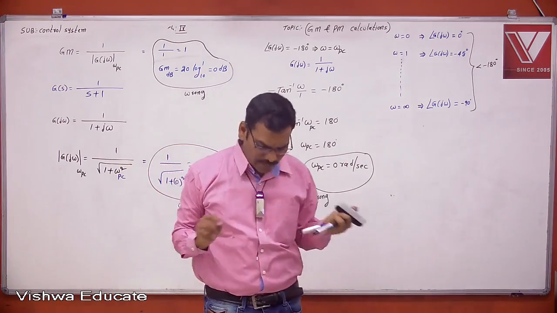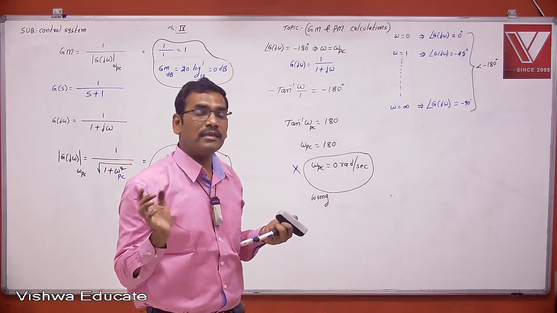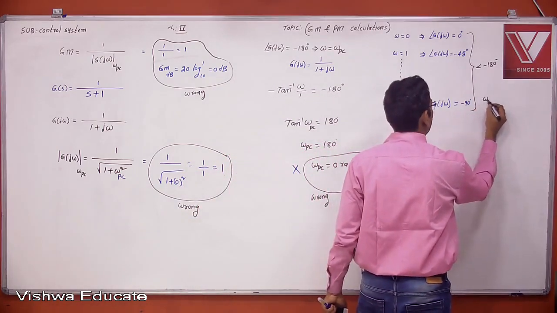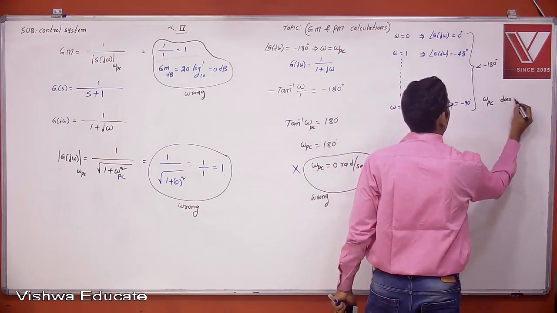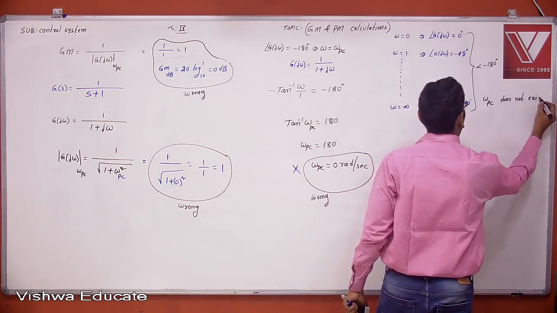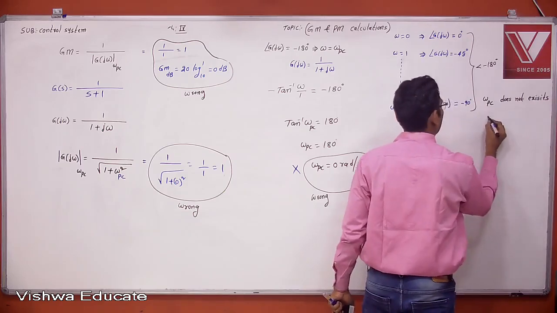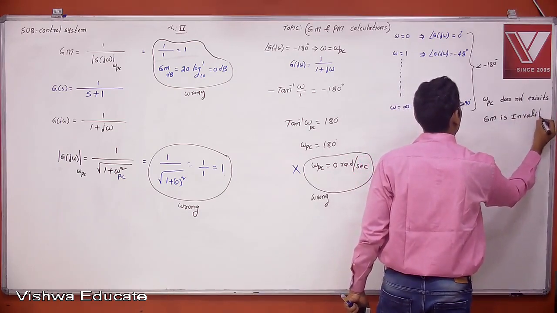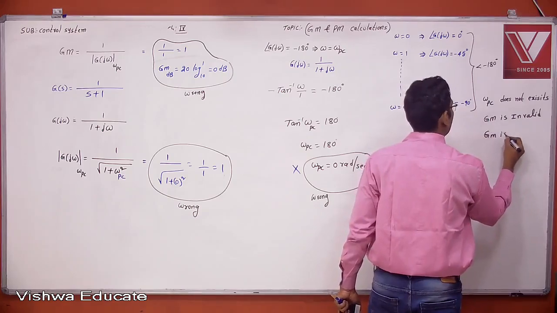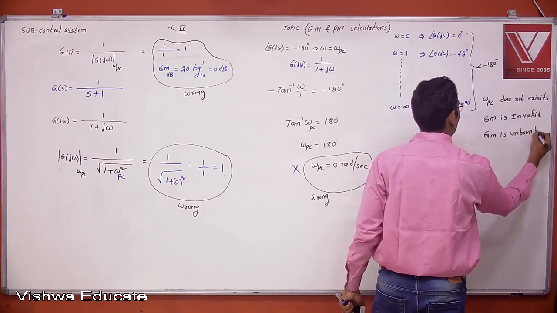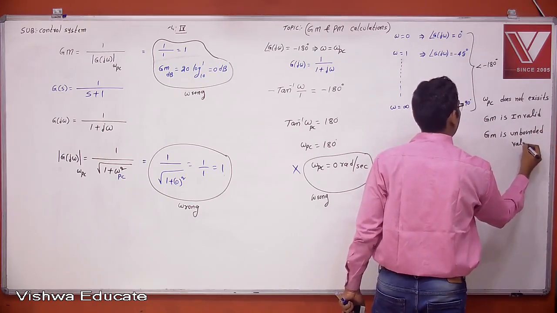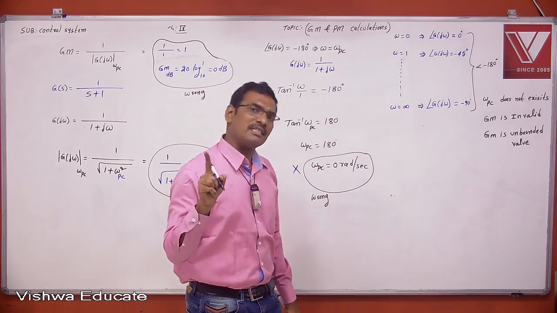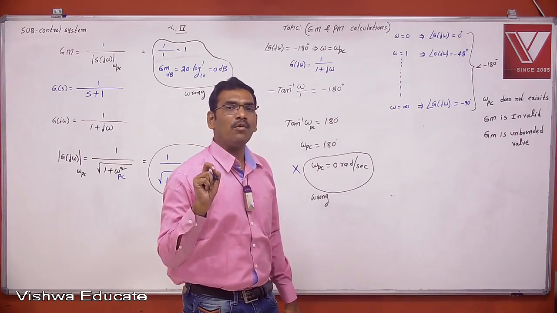Whenever the phase plot is maintained less than minus 180 degrees for all the frequencies from 0 to infinity, the phase crossover frequency does not exist. The phase crossover frequency does not exist, and that gain margin is invalid and unbounded. That gain margin is not suitable to find the stability of the closed loop control system from the open loop transfer function.